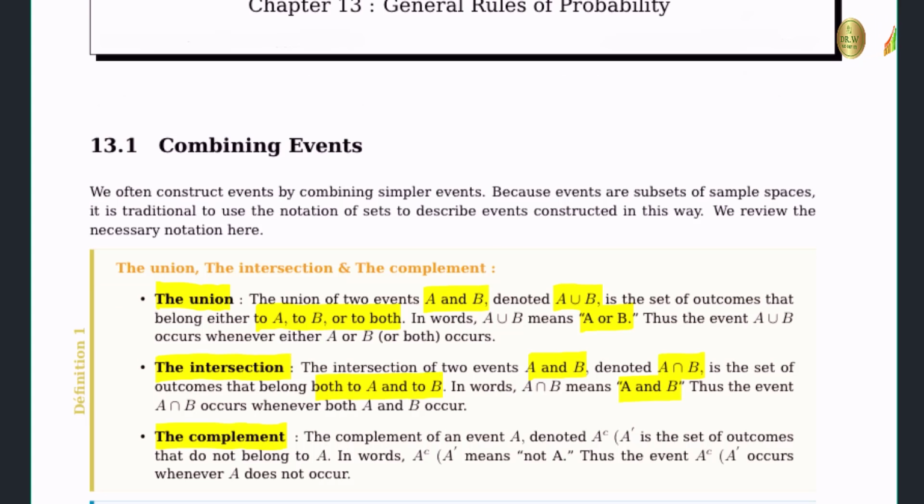What is the complement of an event A? The complement of event A is the set of outcomes that do not belong to A. We use this notation for A complement, and you can also use this notation.